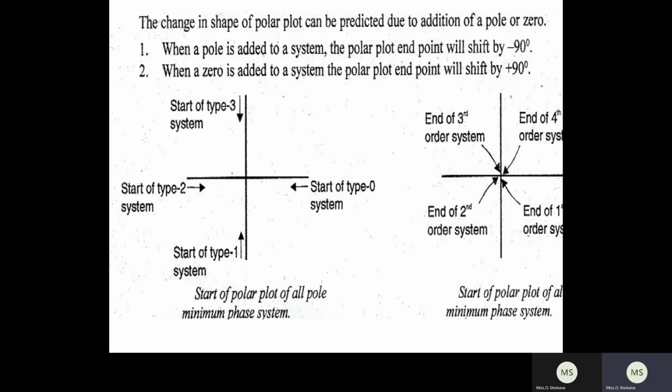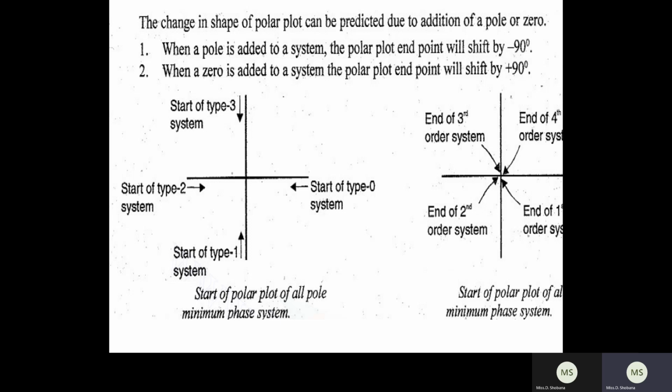Okay, so if you have a polar plot, it will have a starting point and an end point. The starting point depends upon the type number of the system, and the polar plot shape has an end point depending upon the order of the system. That's all. So here if you have a type 0 system, it will always start in this direction, from the zero angle direction.